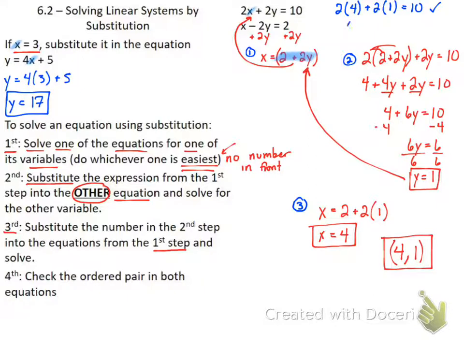Next one I can get is 4 minus 2 times 1 is equal to 2. So 4 minus 2 gives me 2. That also works out. So I know that my ordered pair solution of (4, 1) works with this equation.